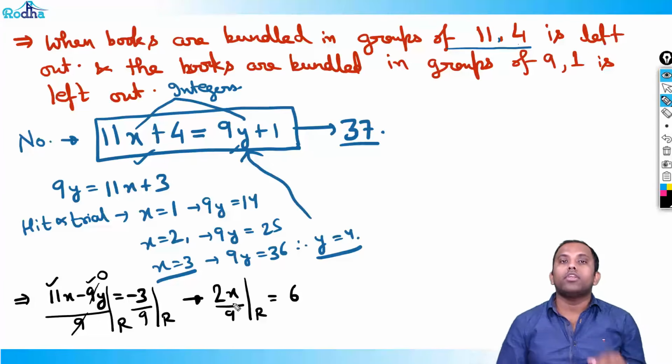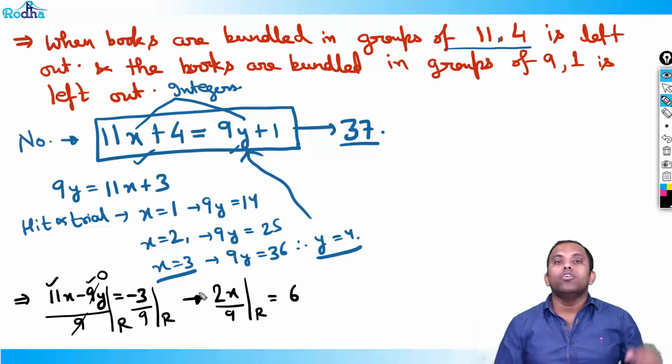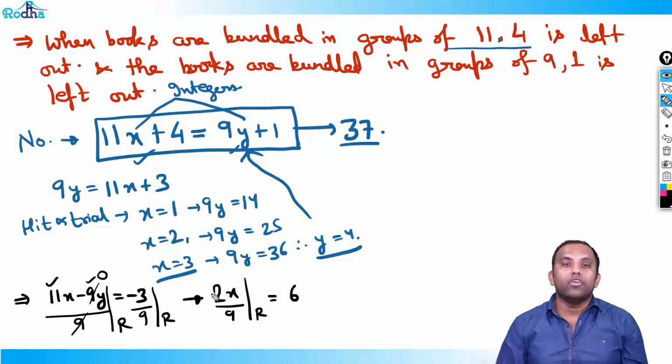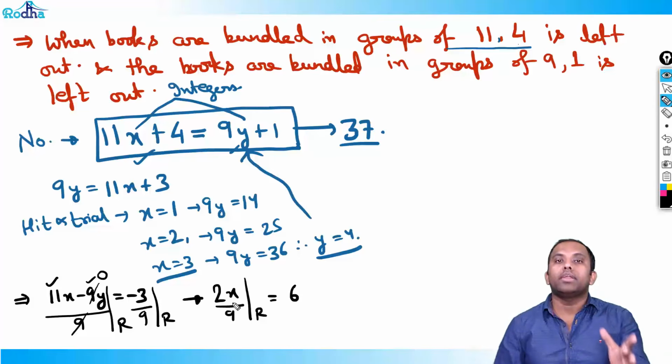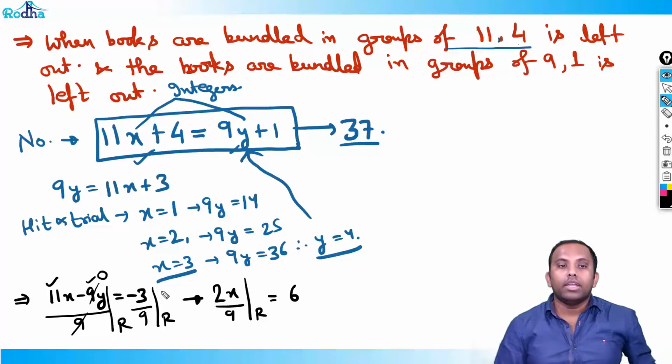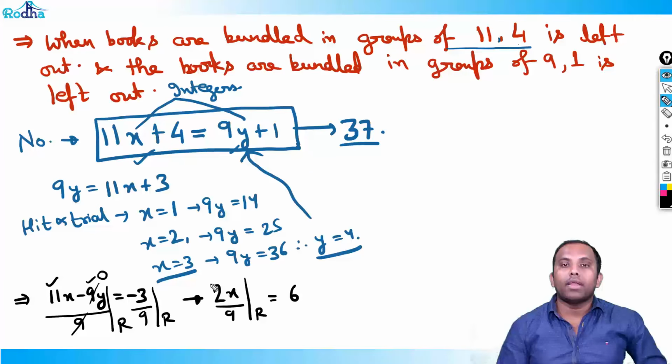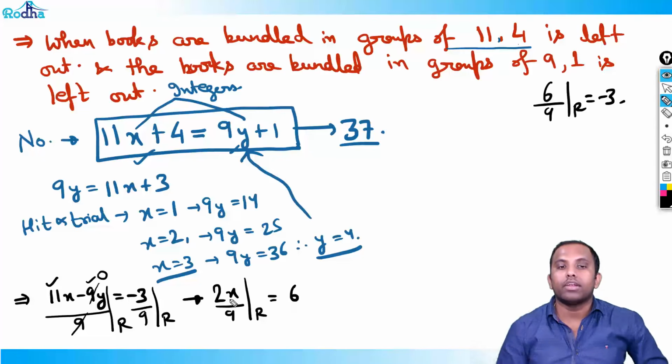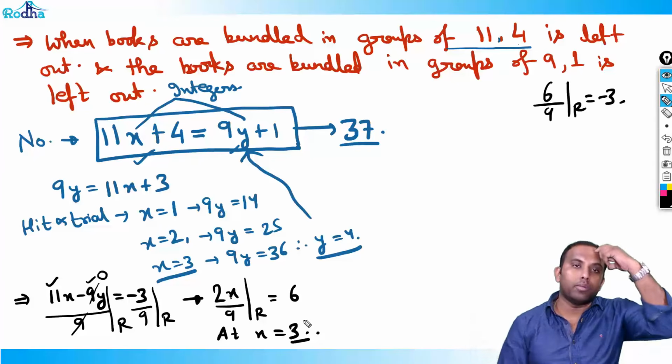Add 6, because it is a positive remainder on the left-hand side, so you also convert it to a positive remainder on the right-hand side. We discussed this in remainders. So 11 by 9 positive remainder is 2, so 2x by 9 remainder is 6, which is the same as minus 3, because 6 by 9 remainder is minus 3. So at what value of x will you get remainder as 6? Obviously at x equal to 3. So at x equal to 3 you'll get remainder as 6. That means x equal to 3 is the number we are looking for.